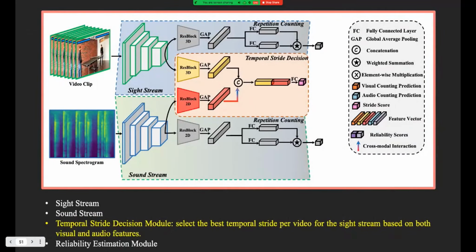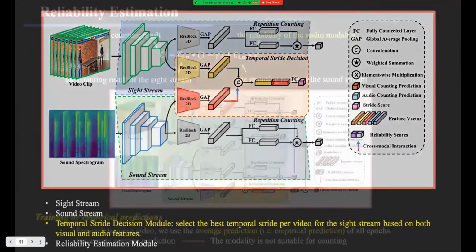Repetitions have various period lengths for different videos. Therefore, for each video, we propose a temporal stride decision module to select the suitable frame rate to form video clips as the inputs, considering the features from both modalities. This is important, as video clips with small temporal stride may fail to include at least 2 repetitions, while too large temporal stride leads the network to ignore some repetitions.